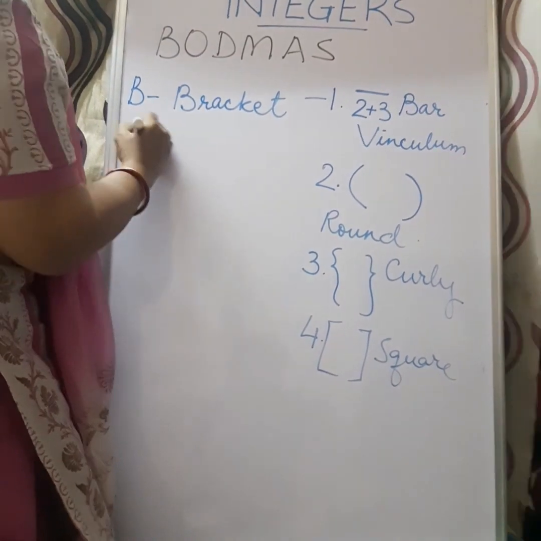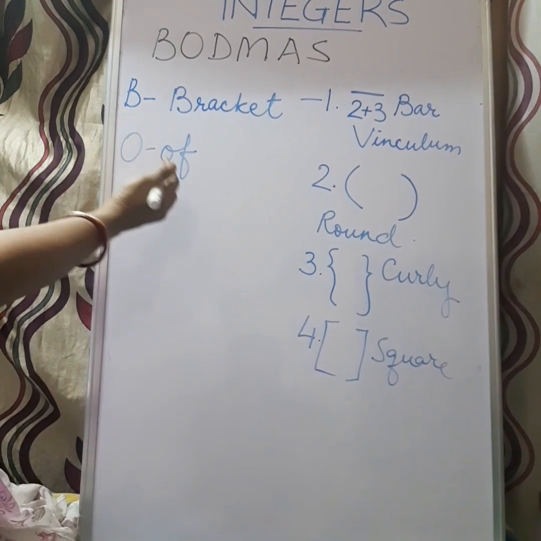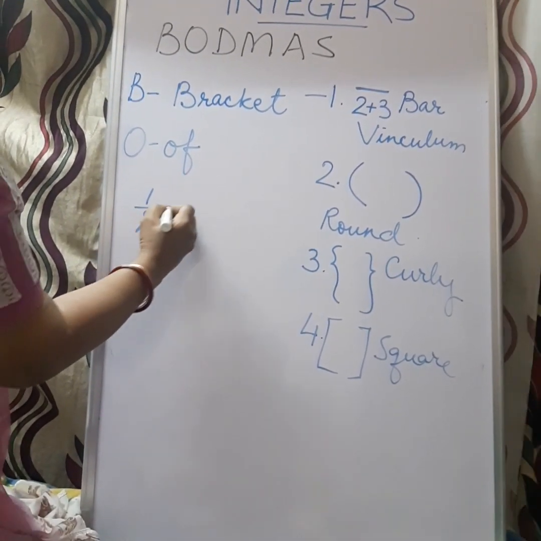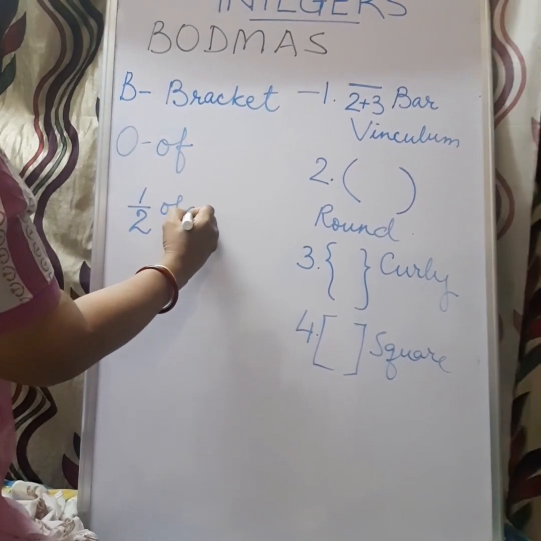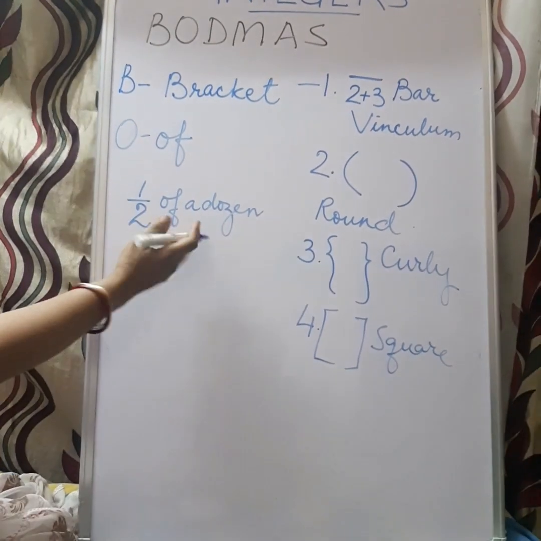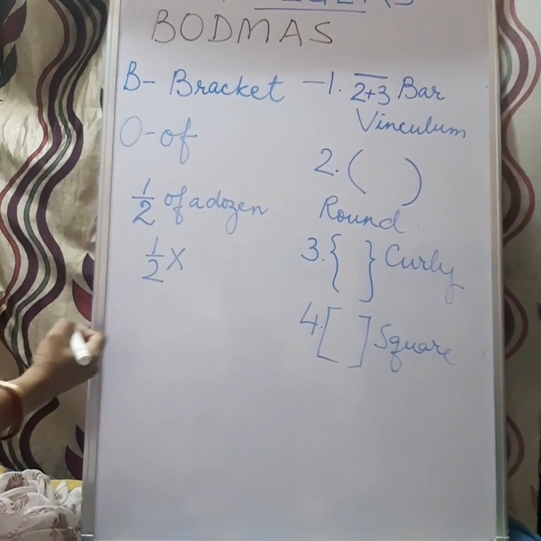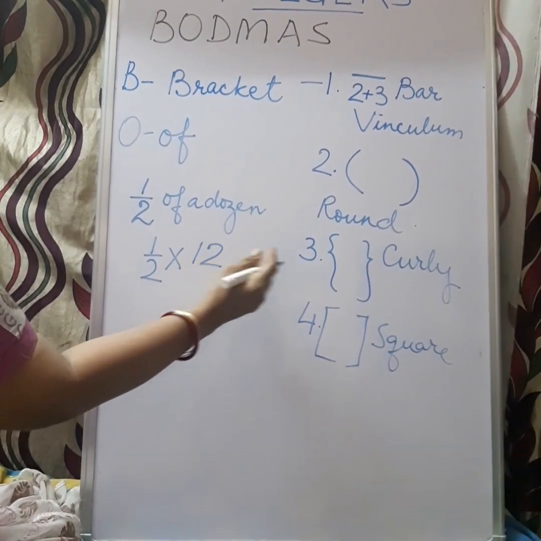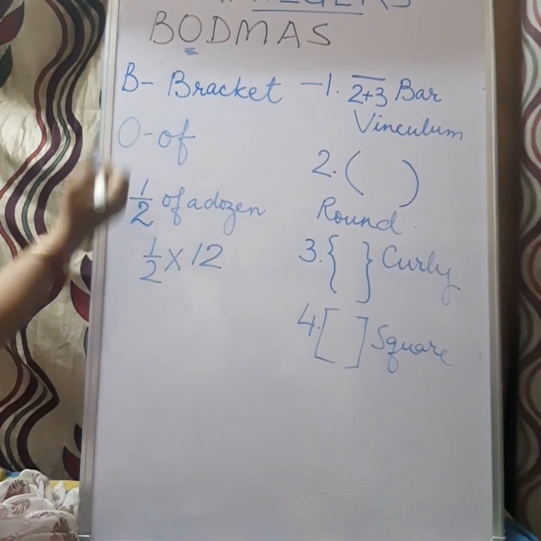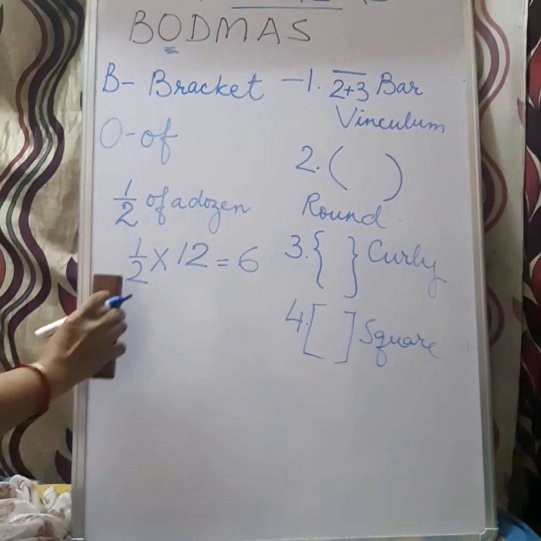Then next O. O stands for of. So where this of comes, when we give questions, say half of a dozen. I bought half a dozen bananas. Half of a dozen means half. This of stands for multiplication, and after brackets we have to solve the of. This is the second. So half of a dozen will be 6.